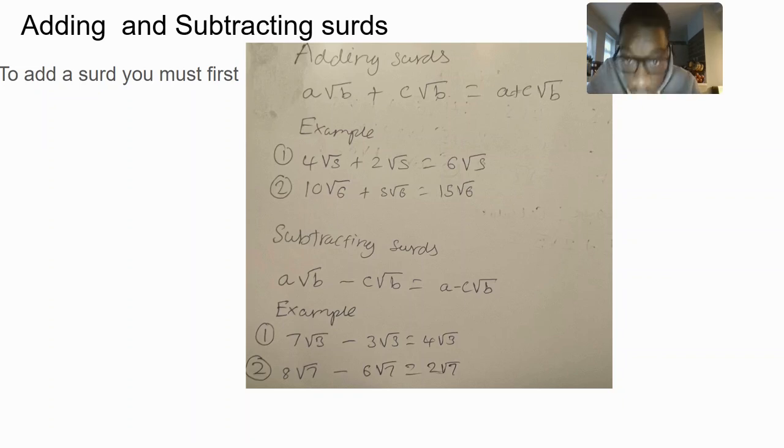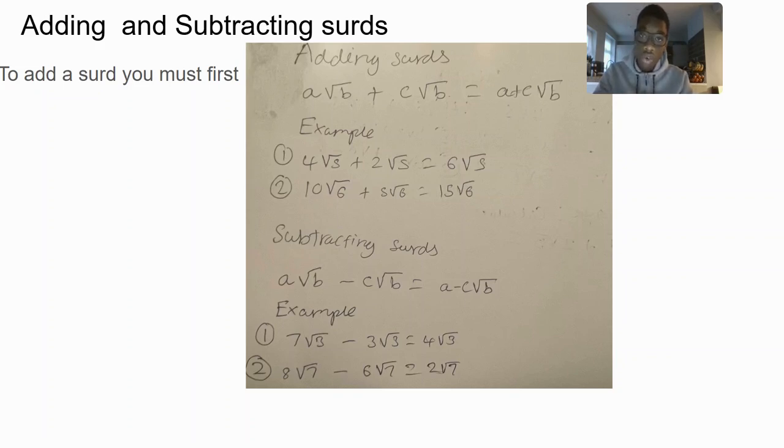Now, to add a surd, you must collect the like terms. So whatever is under the root sign does not get added together. So for example, if you had a root b plus c root b, it would be a plus c root b. So you see an example, 4 root 5 plus 2 root 5 is 6 root 5. The number under the root sign does not change.